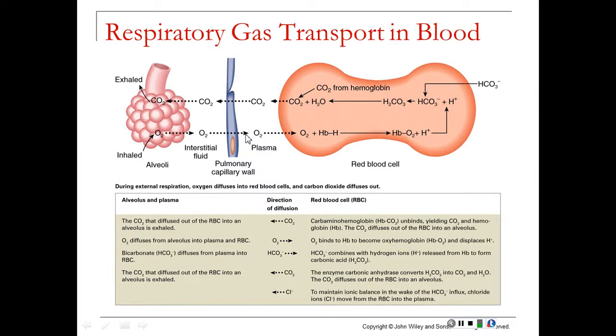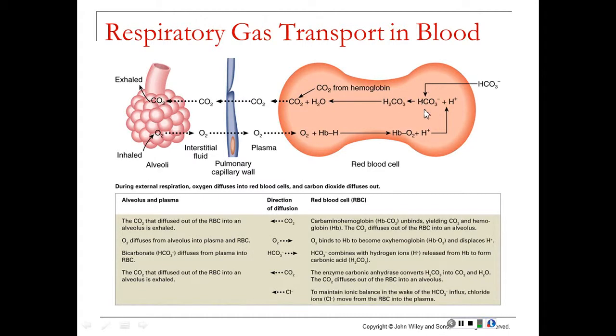Once we're in the pulmonary capillary, that oxygen is going to bind to hemoglobin and form our oxyhemoglobin here. At the tissue level, that oxygen will be released. This diagram's kind of missing that, but the oxygen would be given off at the tissue level. The bicarbonate ion would be absorbed.